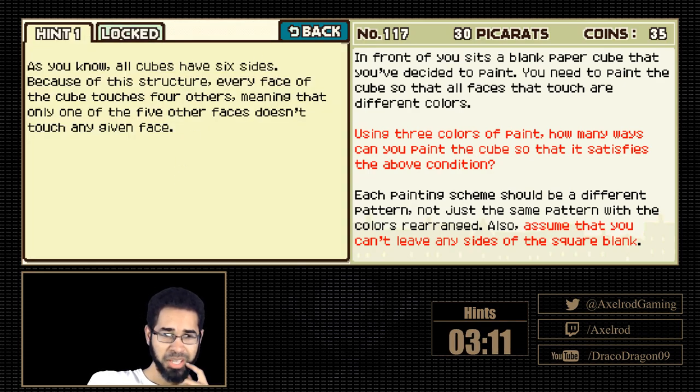As you know, all cubes have 6 sides. Because of this structure, every face of the cube touches 4 of the others, meaning that only one of the 5 other faces doesn't touch any given face.